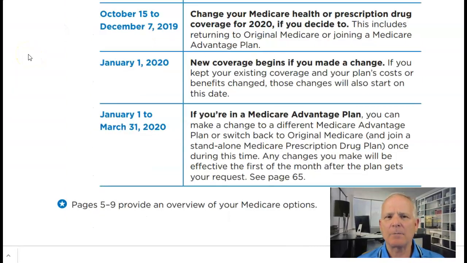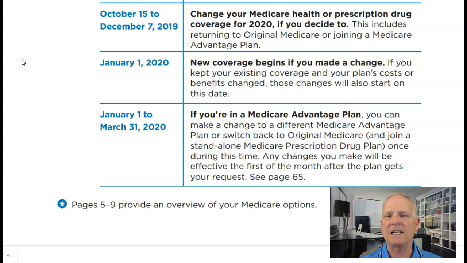Now, when do you get signed up for Medicare? If you're new to Medicare and you're turning 65 years of age, you want to sign up 3 months prior to age 65. You have 3 months prior to age 65 to sign up. You also have 3 months after the month that you turn 65. But if you wait until those last 3 months, there may be a delay in your benefits getting started. So if you're new to Medicare, you can use the 3 months prior to the age of 65.